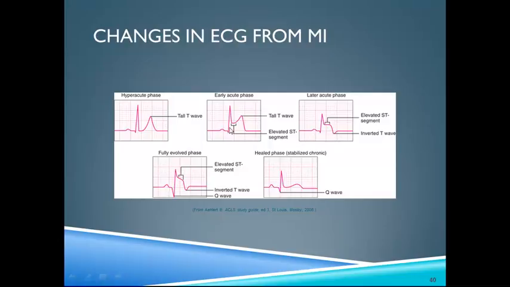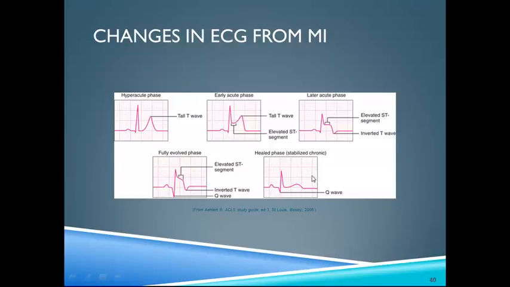In the early acute phase, you will start to see the elevated ST segment. This is a very pronounced elevated ST segment. A lot of times it will just be one millimeter box. And then in the later acute phases, the elevated ST segment becomes more prominent, a little bit higher as indicated here, and then the T wave will be inverted. A fully evolved phase is an even higher ST elevation and an inverted T wave.